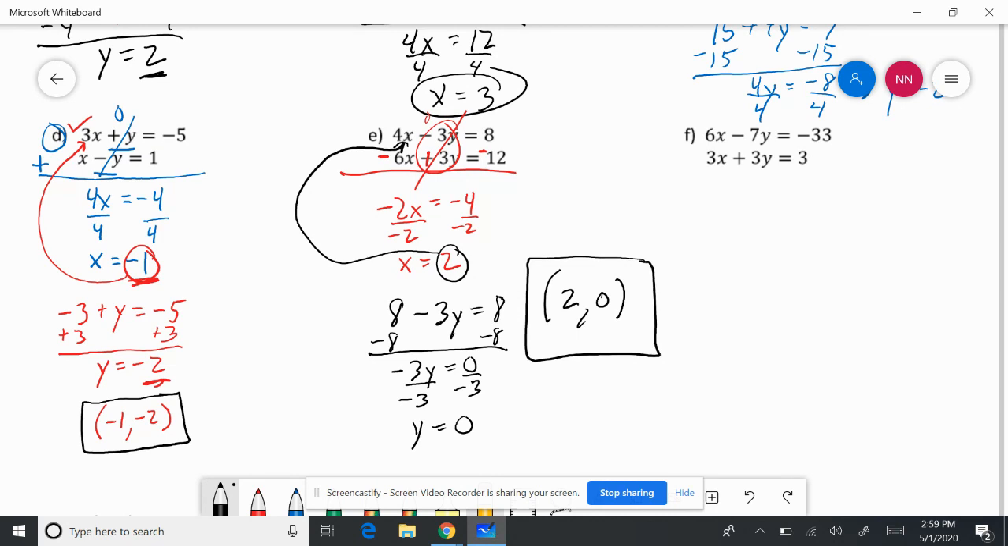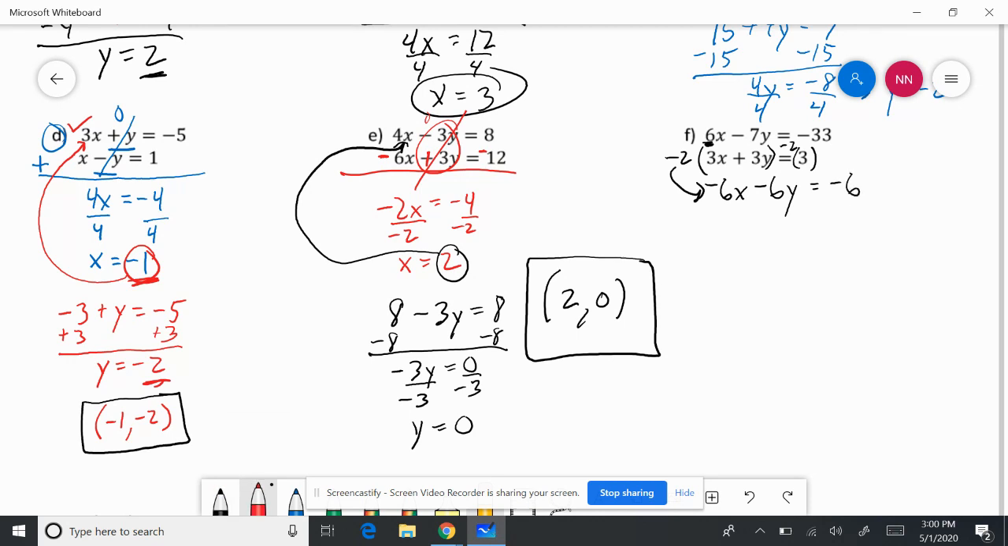Looking at our last example, once again, we don't have opposites. So what I want to do is create opposites. I see a 6 right here, and I want something that's the opposite of a 6. So I'm going to make a negative 6. So I'm going to times this by negative 2 in order to make a negative 6. When I times it by negative 2, what I get is negative 6x minus 6y equals negative 6.